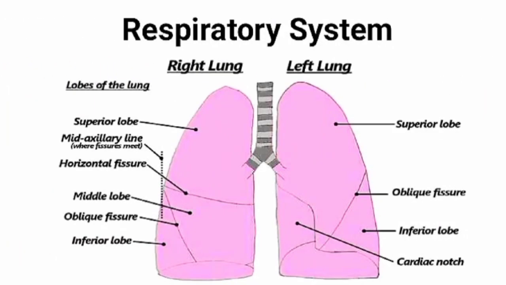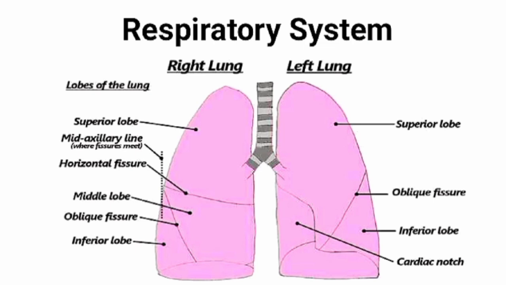The right lung has more lobes and segments than the left. It is divided into three lobes: superior lobe, middle lobe, and inferior lobe. They are separated by two fissures: one oblique fissure, which separates the middle and lower lobe, and one horizontal fissure, which separates the middle and upper lobe.